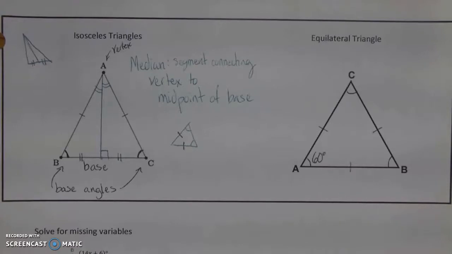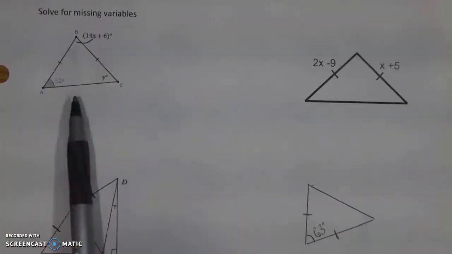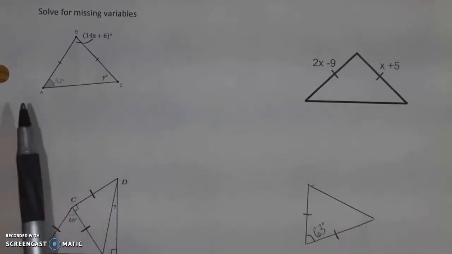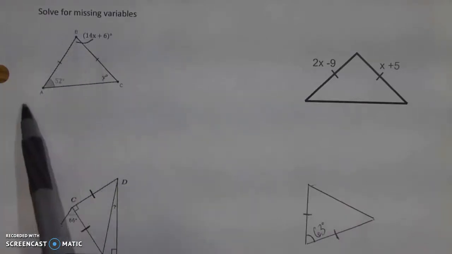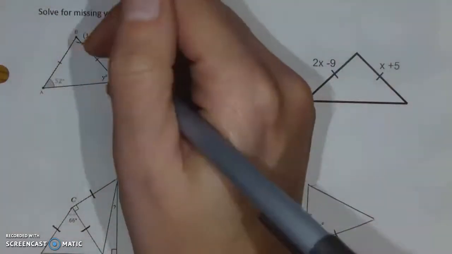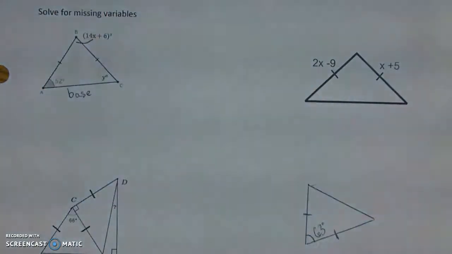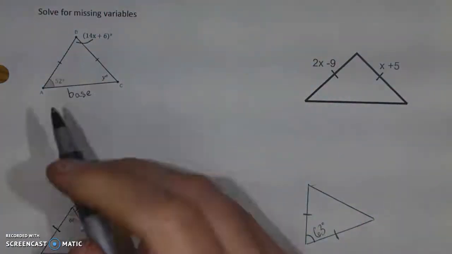And let's see what we can do with these formulas. So we're going to go through and solve for some missing sides and missing angles. When I'm solving for these, I'm going to start with just looking for where my base is. And remember that the base is just the side that we don't know for sure is the same length as the other two sides.